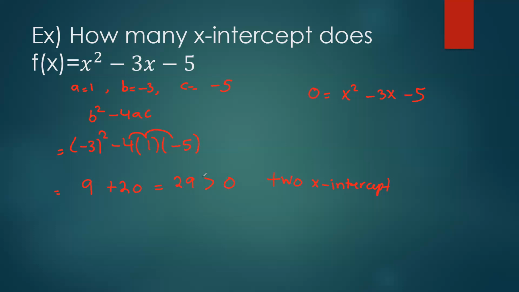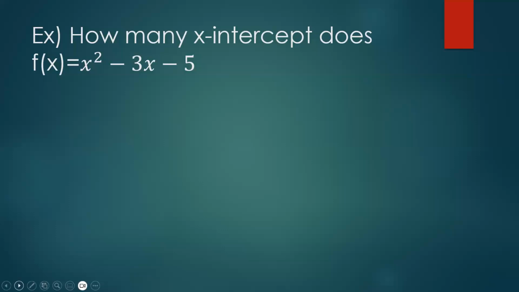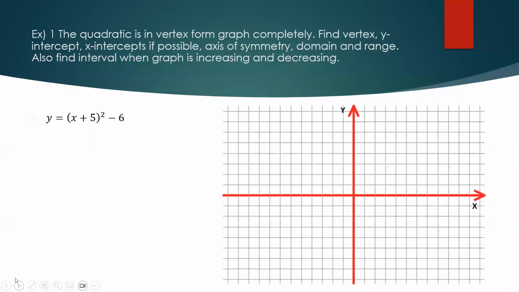Okay, so I guess we can start graphing. Let's graph example 1. The quadratic is in vertex form. Graph completely, find vertex, y-intercept, x-intercept, if possible, axis symmetry, domain, range, and find the interval where the graph is increasing and decreasing.